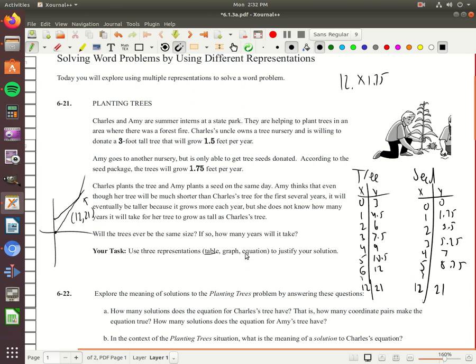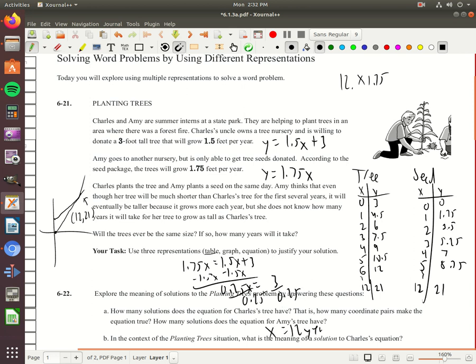And then finally, the equation is definitely worth looking at. The equation here is y equals 1.5x plus 3, and the equation here is y equals 1.75x. So, if this equals y and this equals y, they must equal each other. So I can set these equal to each other. And I'll subtract 1.5x, and I'll get 0.25x equals 3, divide by 0.25, and you'll get x is 12 years. And then if you plug it into either equation, you'll get 21 feet.